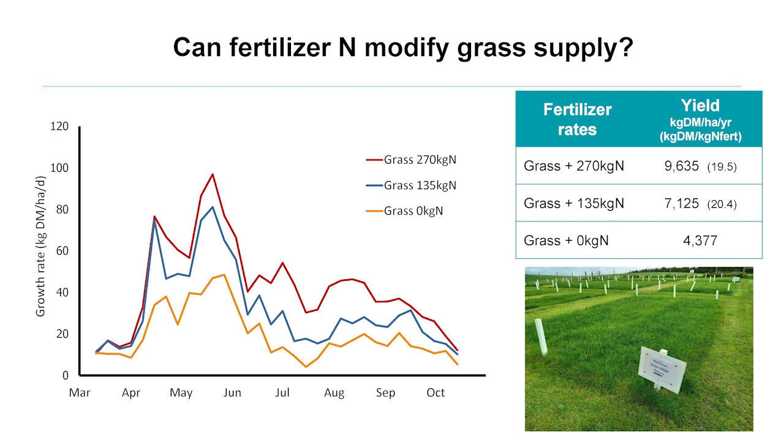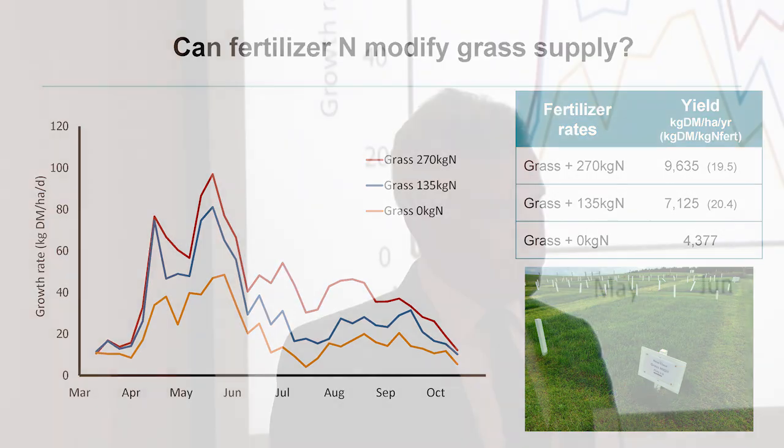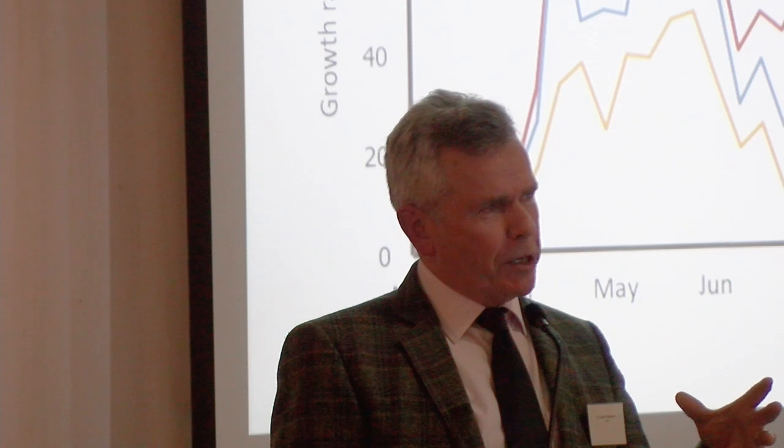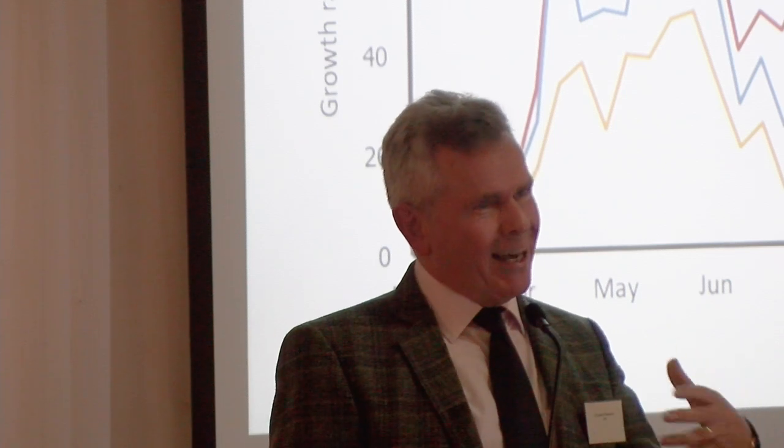and for all sorts of other reasons as well. In terms of the total annual production, you can see there again the stepwise response from about 4 tonnes with no fertiliser, and that figure's the same all over Ireland, right up to grass plus 270 giving about 9.5 tonnes over the season. So nitrogen fertiliser will be part of the story and will still be there and is part of the adaptation measure.